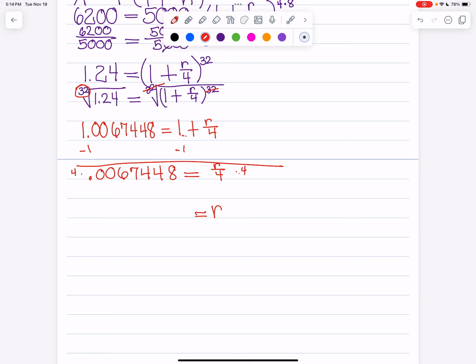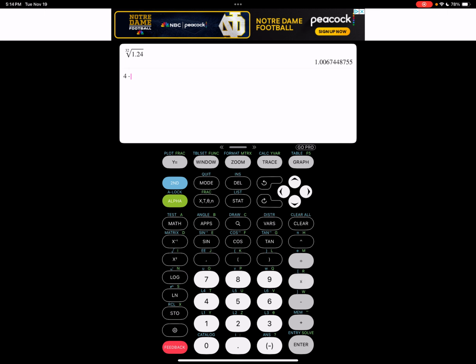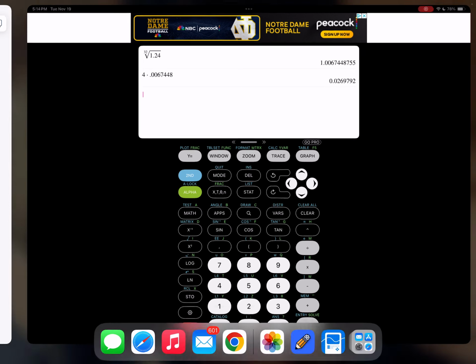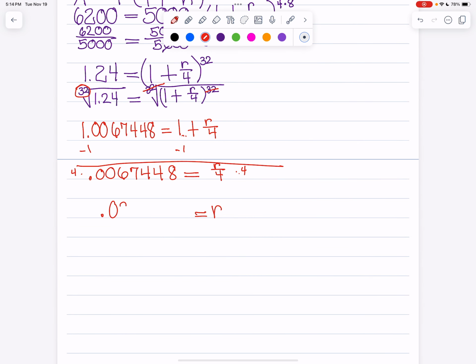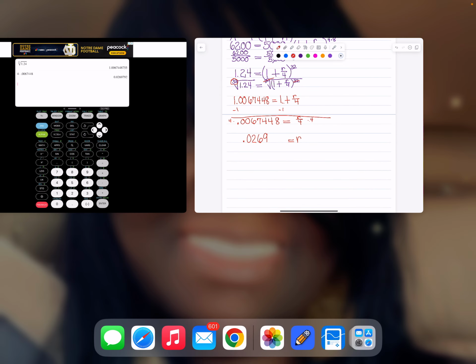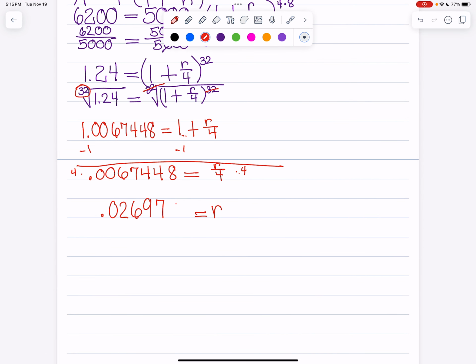But remember, it's going to be given to you as a decimal. You're going to have to turn it to a percent. Okay? So let me multiply that. I'm saying 4 times 0.0067448. Do y'all see what we get? I got to type all these digits in. I get 0.0269792. That's what I'm typing in.